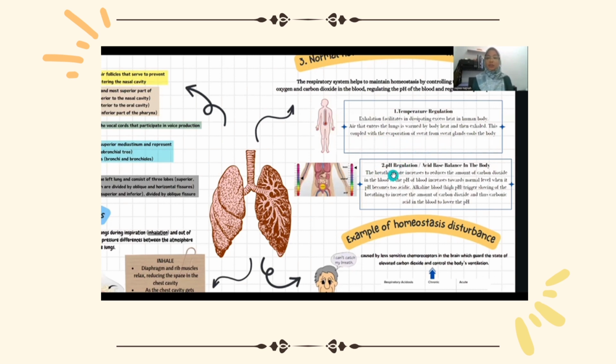And the second one is pH regulation, or acid-base balance in the body. The breathing rate increases to reduce the amount of carbon dioxide in the blood, so the pH of the blood increases towards normal level when it becomes too acidic. Alkaline blood with high pH triggers slowing of the breathing to increase the amount of carbon dioxide and thus carbonic acid in the blood to lower pH.